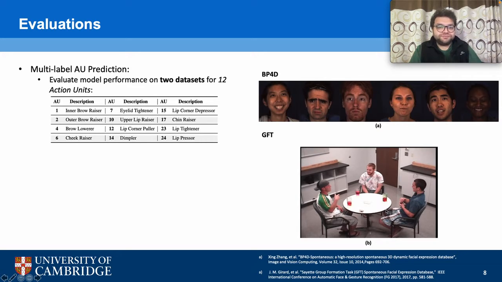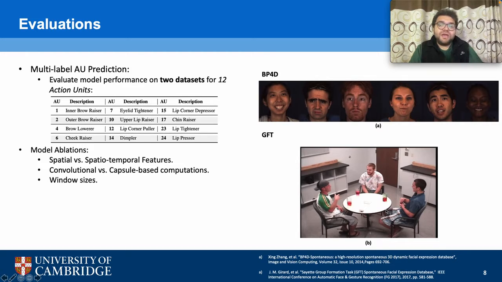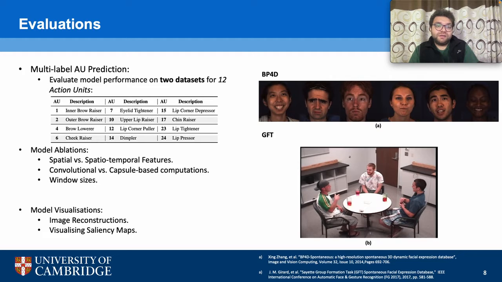We also evaluate the model by conducting several ablations on it, examining, for example, how spatial and spatio-temporal features contribute to model performance, how capsule-based computations improve over convolutional-based networks, and finally, how different window sizes impact model performance. We also visualize learning in the model in terms of the decoder's ability to reconstruct the frame of interest, as well as visualizing saliency maps depicting where the model looks while predicting the output.